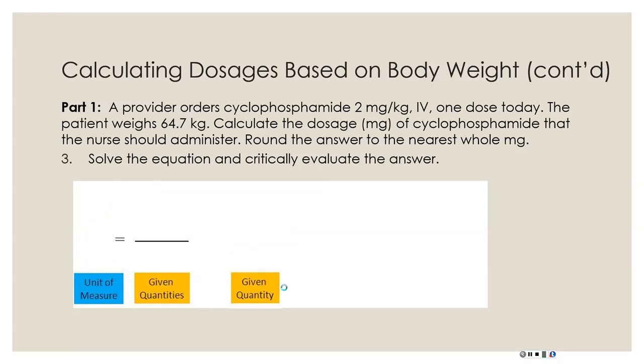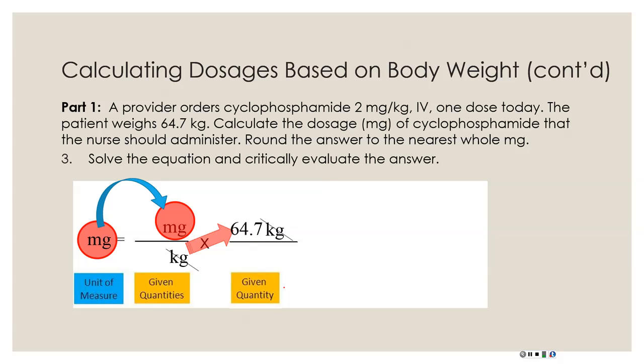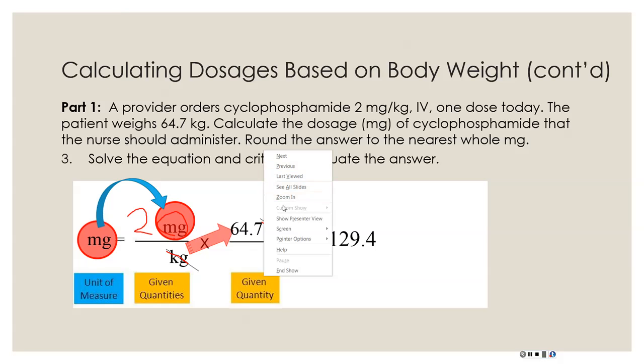So what you would do then is just take 2 times 64.7. And then what we would do is go through the process of crossing out your kilograms, and then you can see you're only left with milligrams here. So when we complete that step, the answer we get is 129.4. Now, when we look at the instructions for part 1, the instructions say that we should round to the nearest whole number. So when we look at rounding to the nearest whole number, we know that we need to do something more with this number.